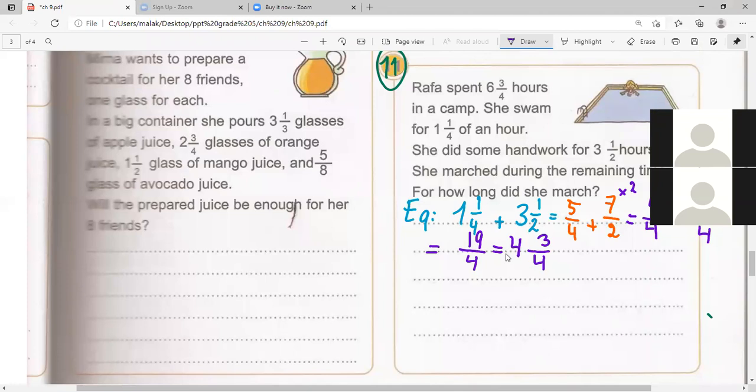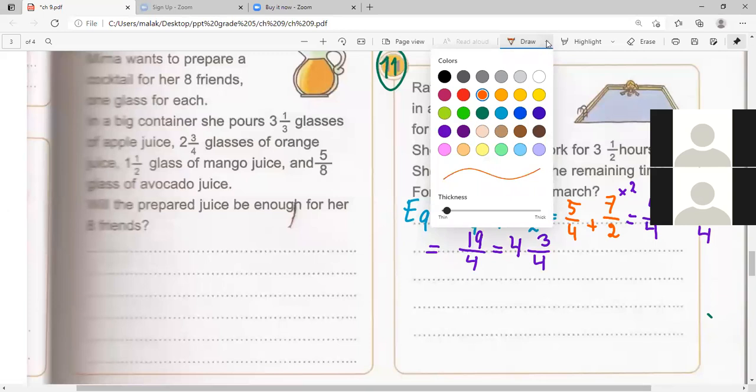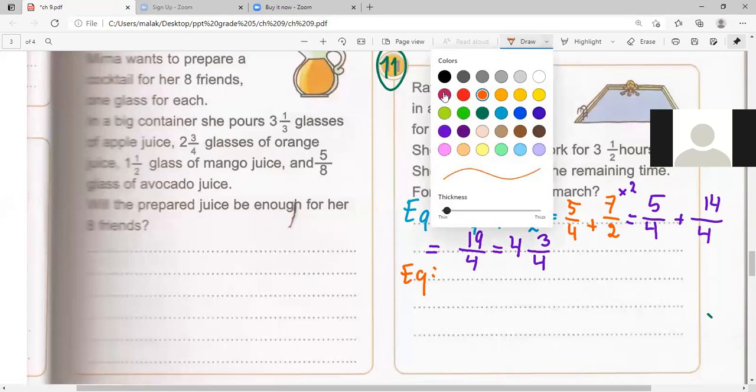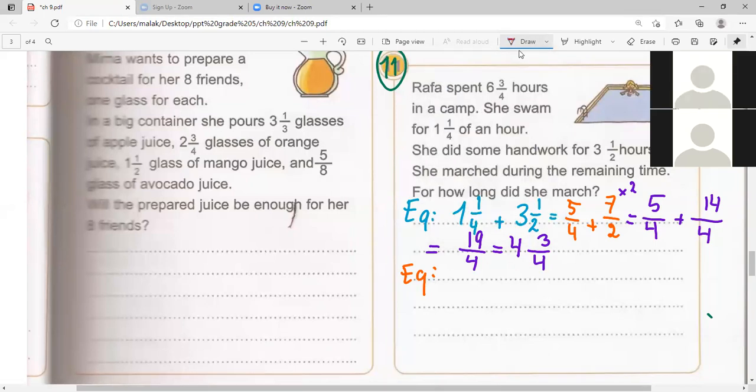How much do we still have? And how many hours are left in order to make marching? Approximately how many hours? 2 hours approximately. Let's find the remaining time. She did 4 and 3 over 4 hours in both swimming and handwork activity. Yes, 4 and 3 over 4. Let's find now the remaining time.